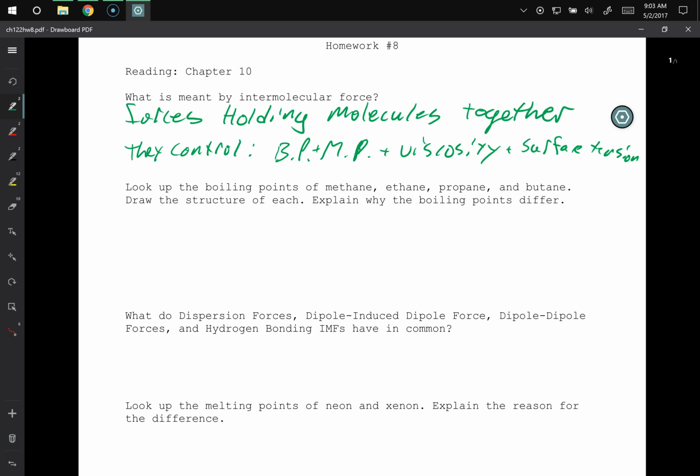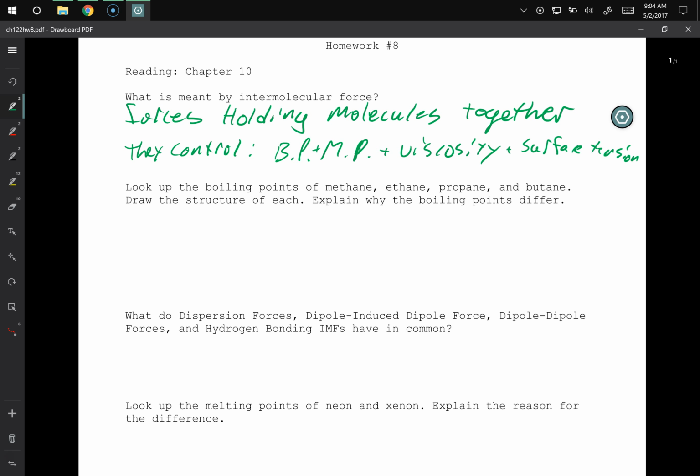They're not as strong as the chemical bonds that hold the molecule's atoms together, but they're at least as important to us because melting point, boiling point, viscosity, surface tension, all those things have direct implications to how substances are used in our everyday lives.